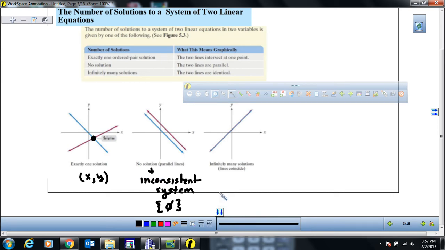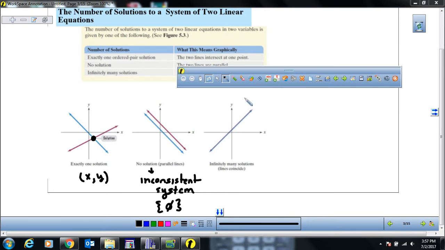Now, the last case looks like it is exactly one line, but in reality, there are two lines, with one line right on top of the other. When that's the case, every point between them is a solution because they intersect everywhere. In that particular case, we say that the solution of these two lines is infinitely many solutions because they're coincidental lines. The two lines are exactly identical, so they have many solutions in common.